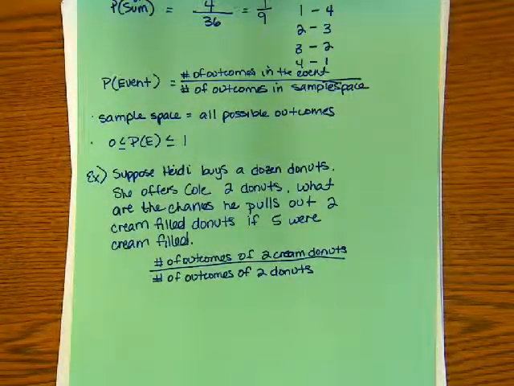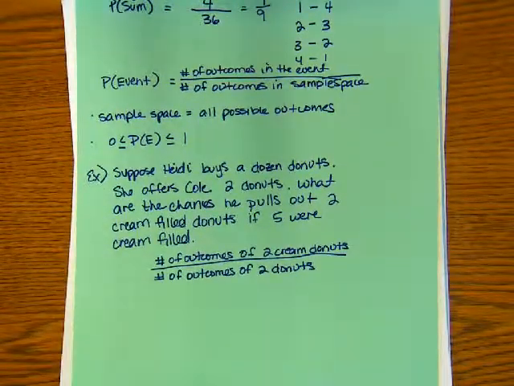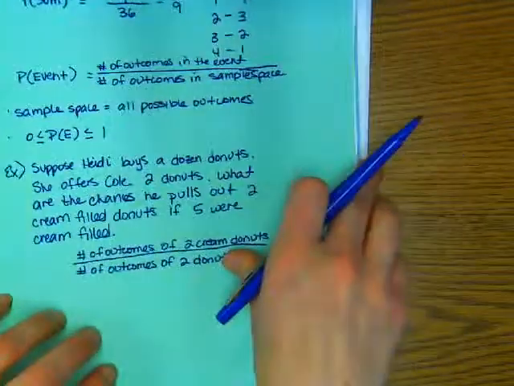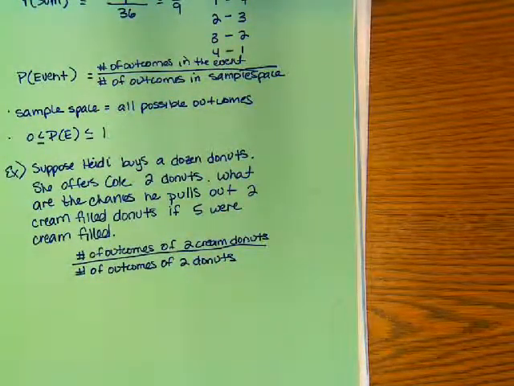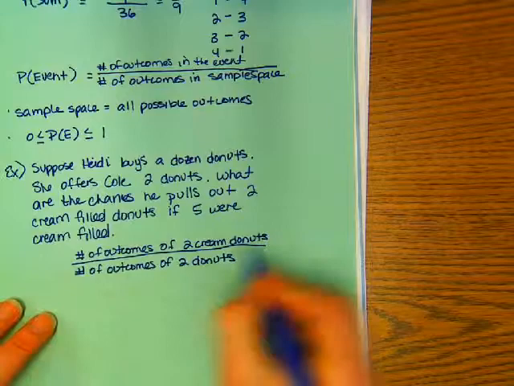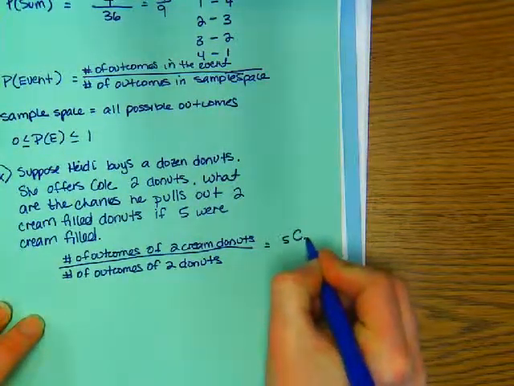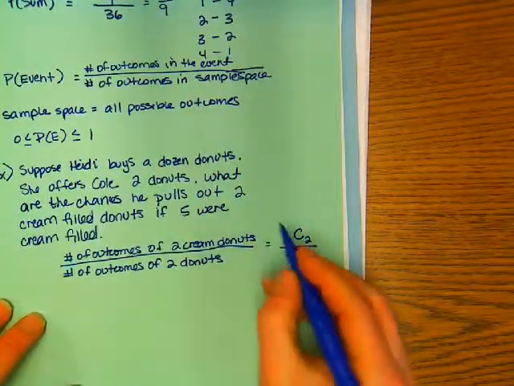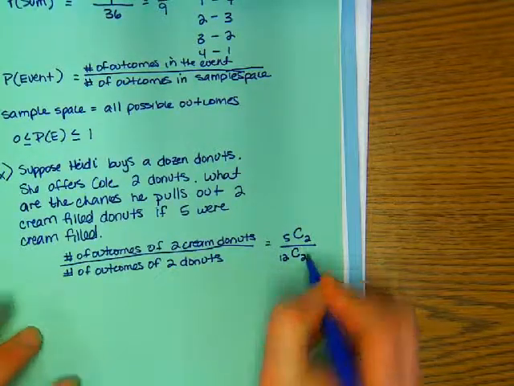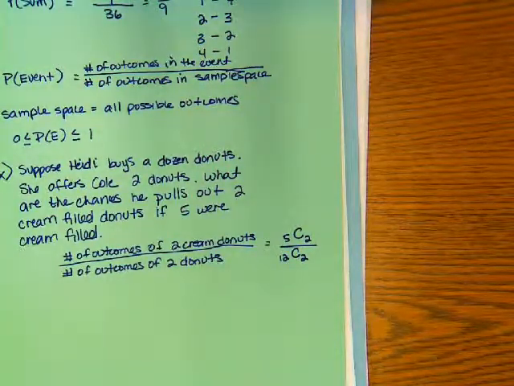Thank you. You're welcome. Okay, so the way that we would do this is a combination because we don't really care about the order that the donuts are in. He's just picking 2. So how many cream are there for him to choose from? 5, and he's choosing 2. So I would write that 5C2, and total 12C2. Okay, so what do you get for that?